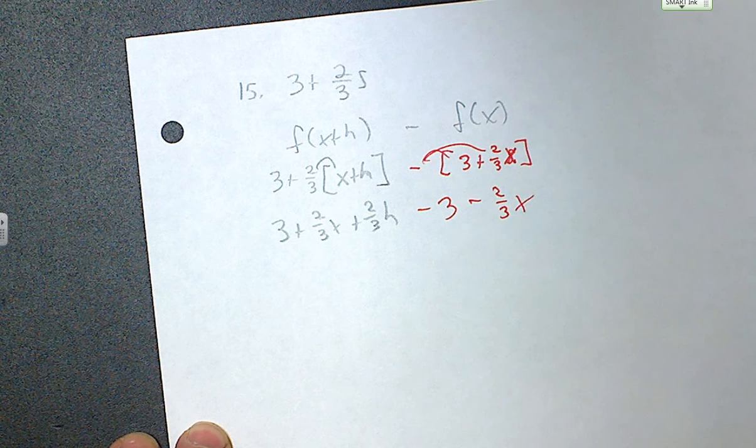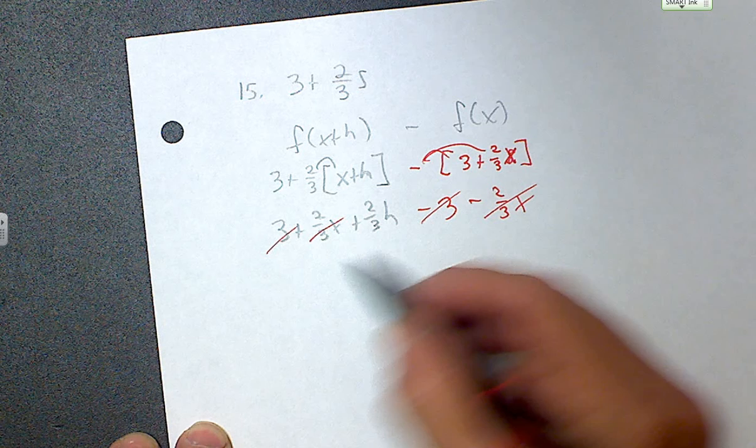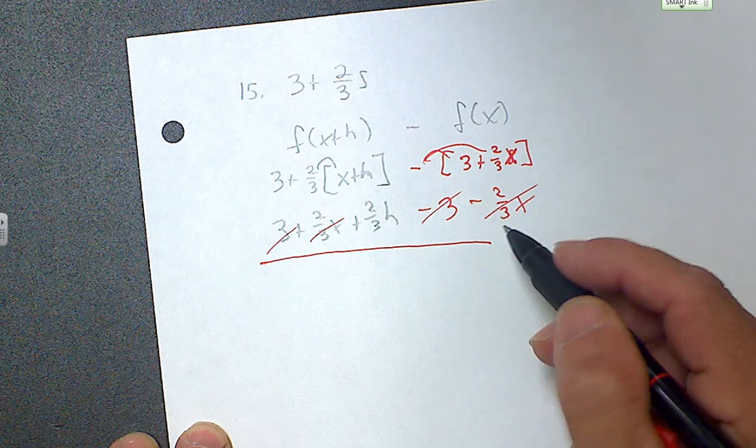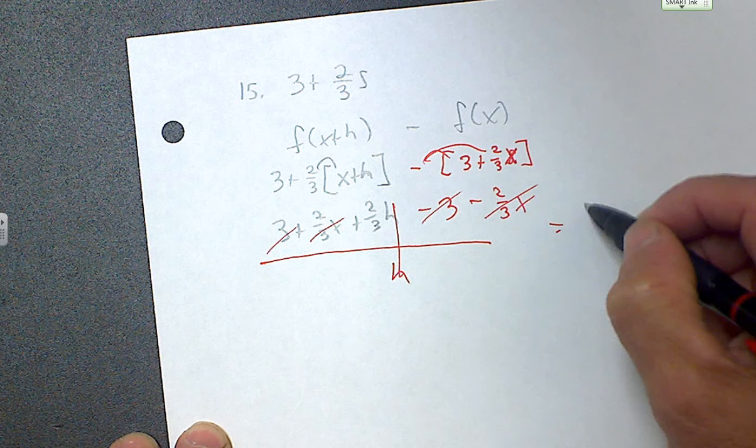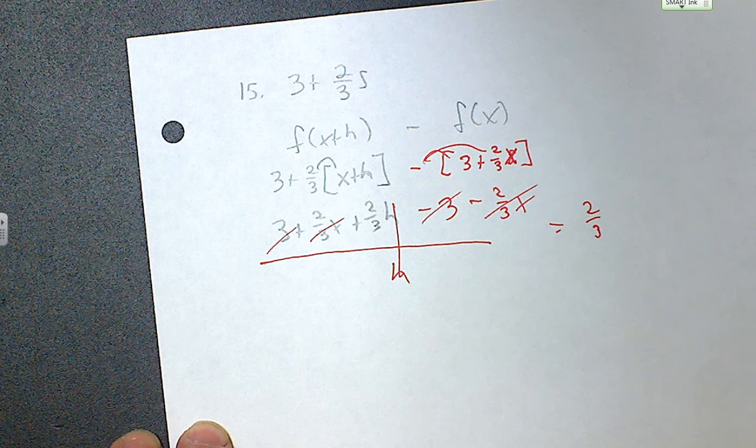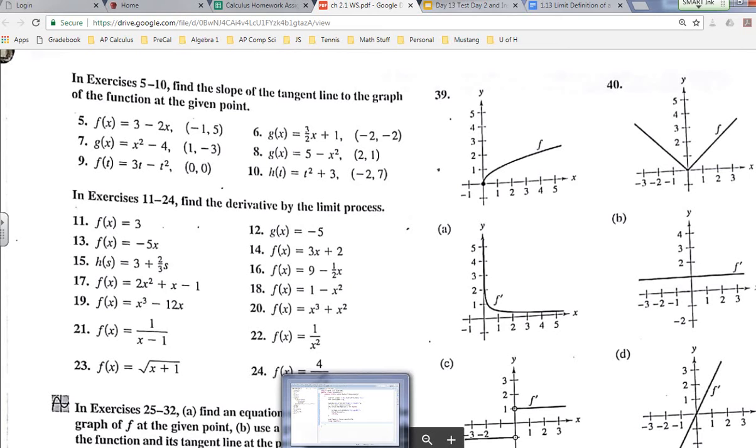What cancels? The 3s, the 2/3 and the 2/3. Then the 2/3 h over h, those cancel and my slope is 2/3, which you expected. It was a linear equation, right? That was a y intercept of 3, a slope of 2/3. We expected 2/3. Let's go do 17. That will at least be a little more fun.